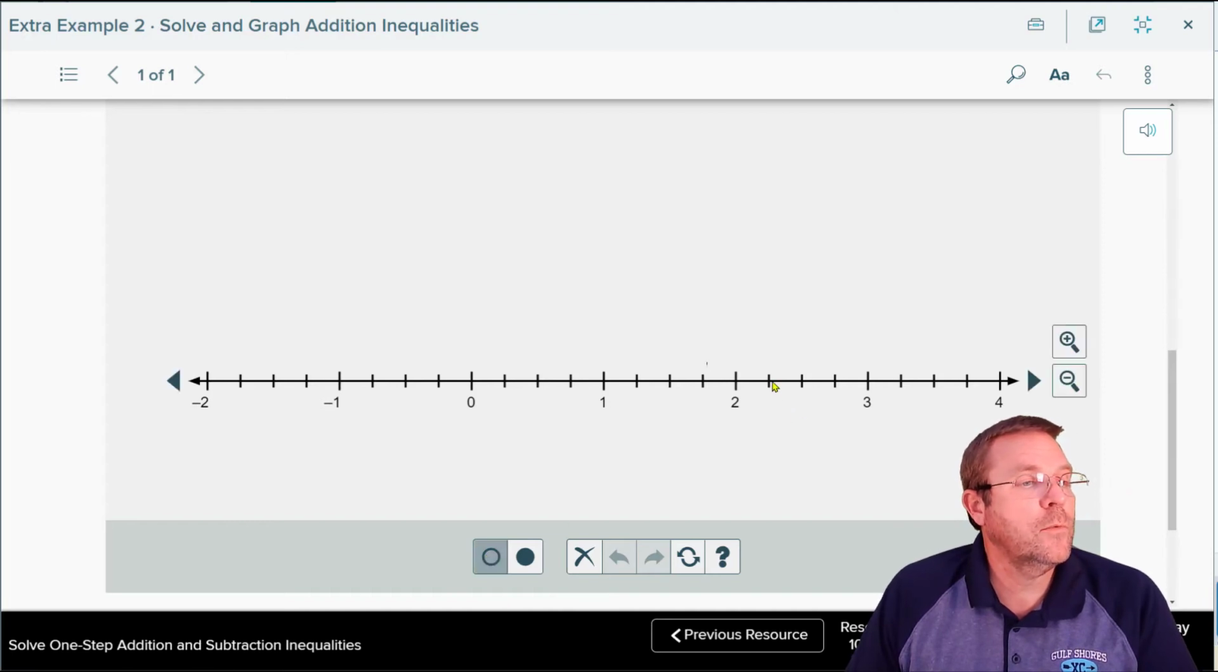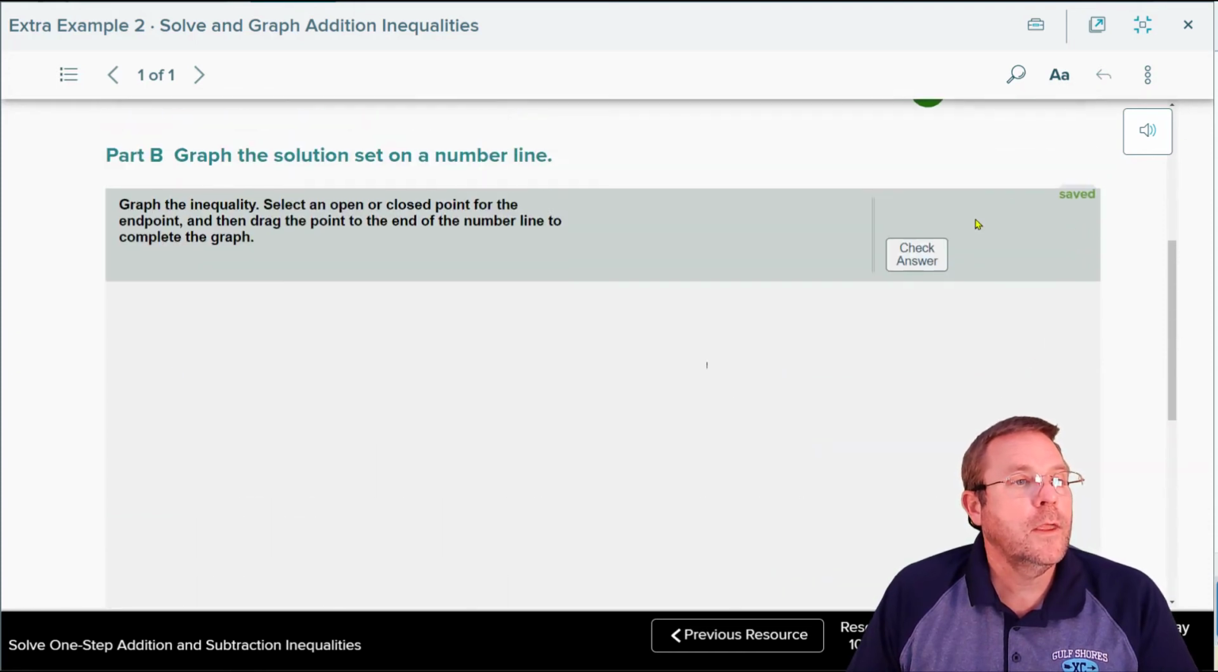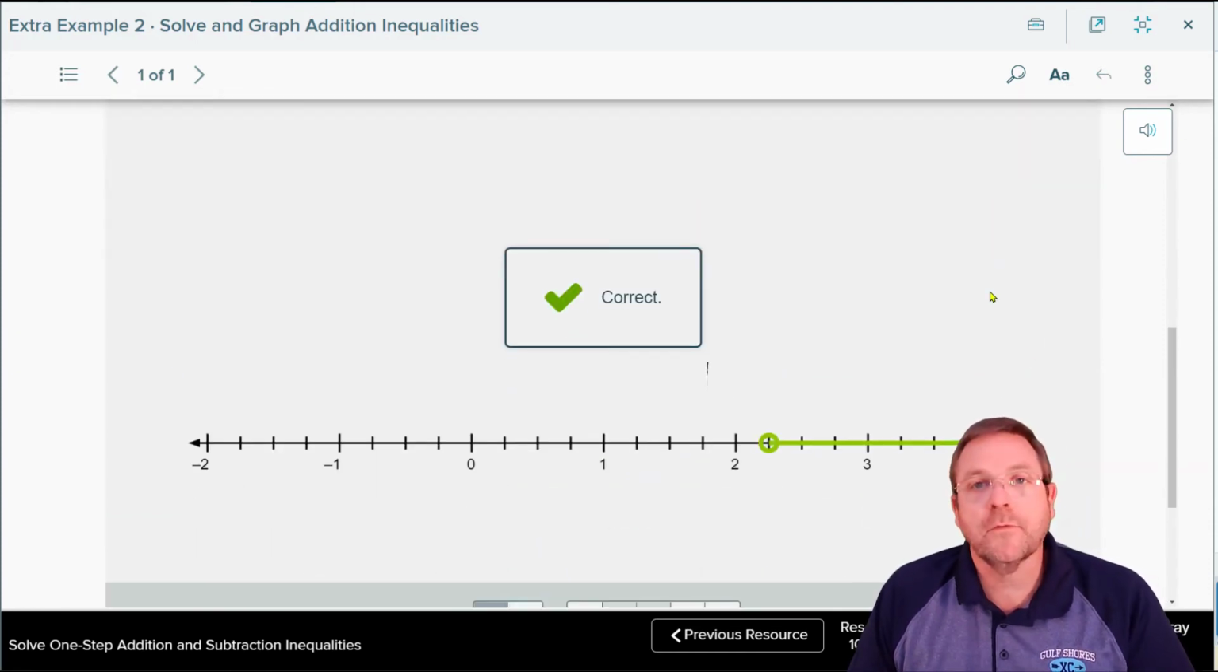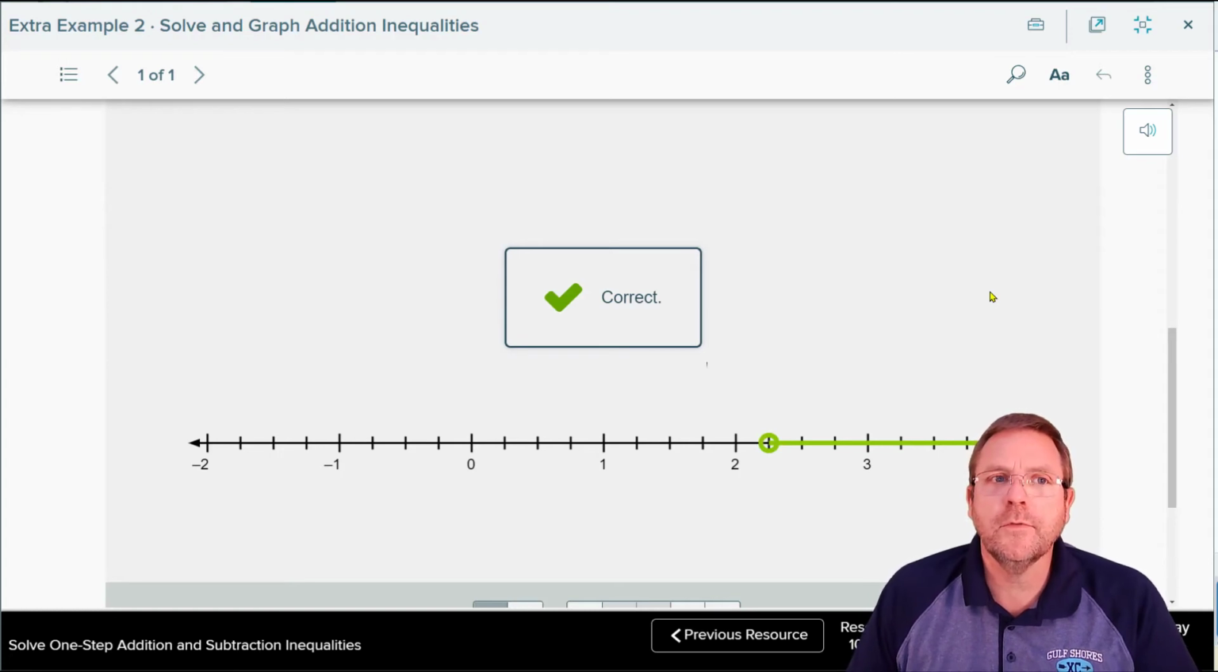So I'm going to set my open circle, click on 2 and 1/4, and drag it to the end there. It worked that time as well. And check our answer. The answer is correct. That's all there is to doing these things.